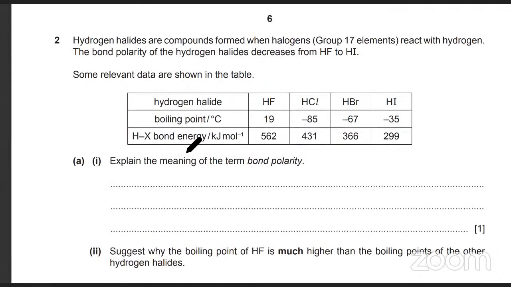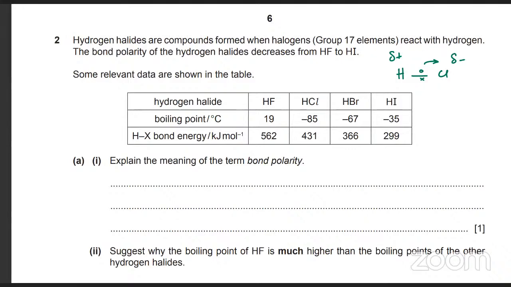Starting with the next one, explain the meaning of the term bond polarity. What is bond polarity? If you have an HCl molecule, one of the atoms is more electronegative, so the electrons are closer to one of the atoms, which is why the bond is going to be polar. That particular Cl is going to be slightly negative, and the H over here is going to be slightly positive.